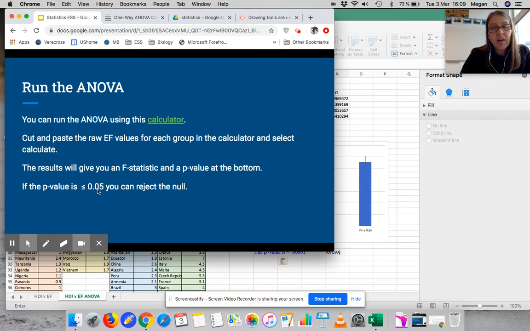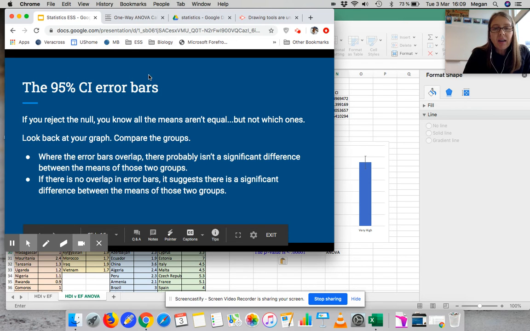It doesn't, however, tell us which values might or might not be equal. It's only telling us that at least two of the values aren't equal. There is definitely a statistically significant difference between at least two of the means. It could be two or more. The way we can actually figure out which means are different from each other is by using the confidence intervals, those 95% confidence interval error bars. If the error bars overlap, there's not going to be a significant difference between those two groups. If there's no overlap, then there should be a significant difference between those two groups.